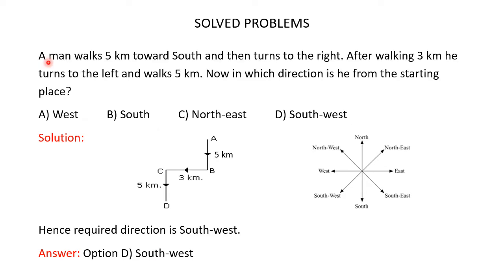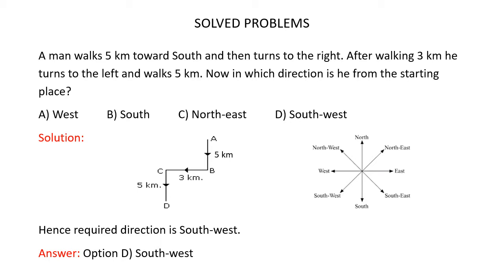A man walks 5 kilometers towards south and then turns to the right. After walking 3 kilometers, he turns to the left and walks 5 kilometers. Now, in which direction is he from the starting place? You are given four options here and you have to find out which of these options is the correct one.